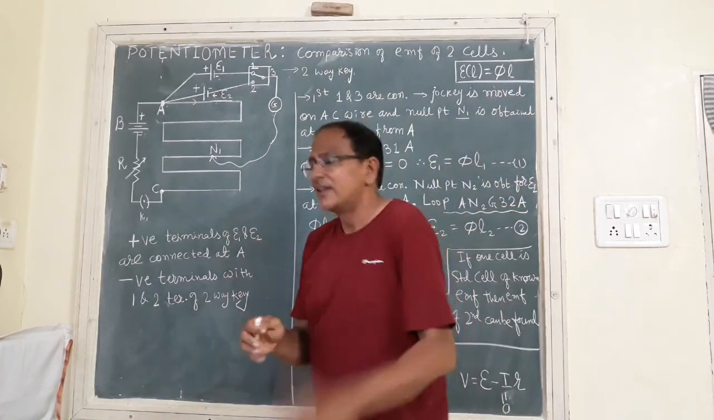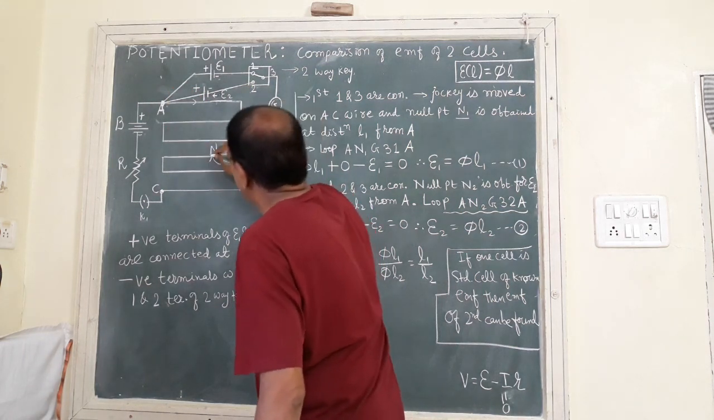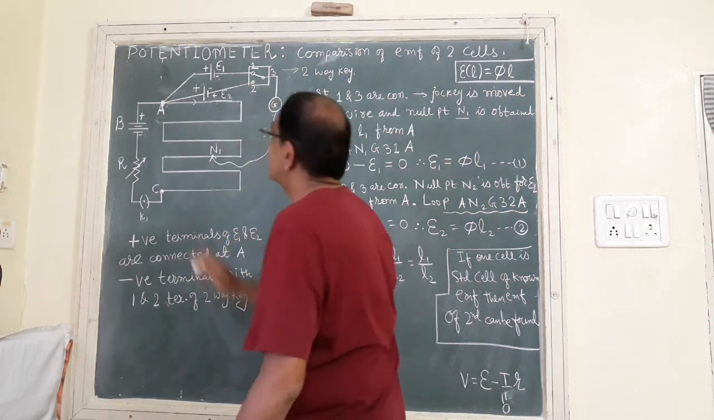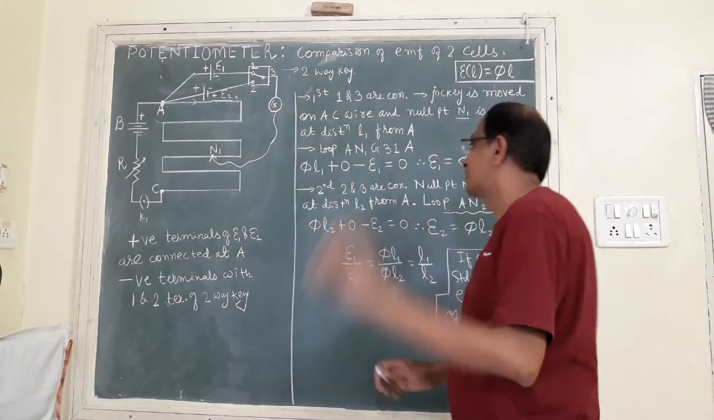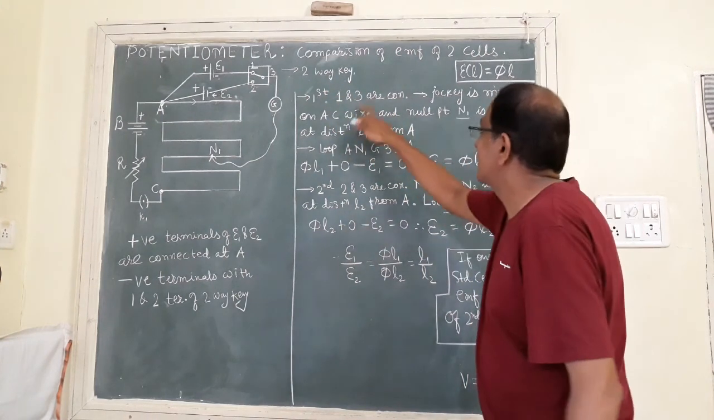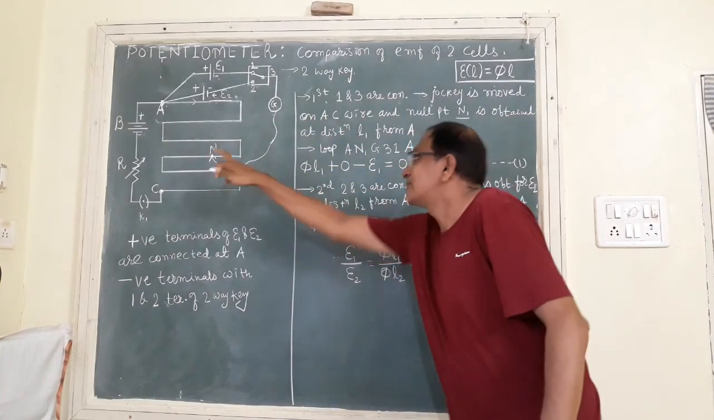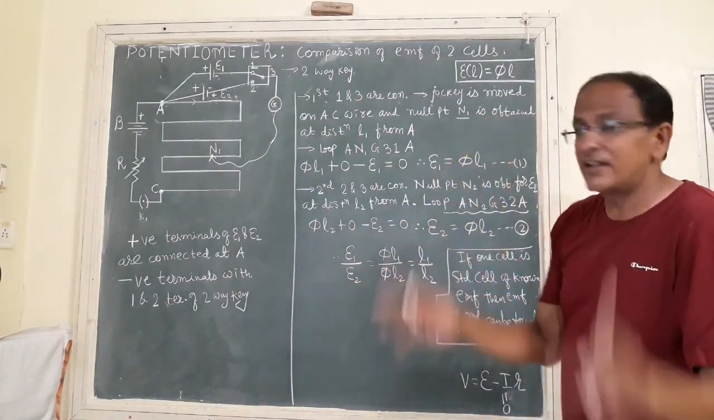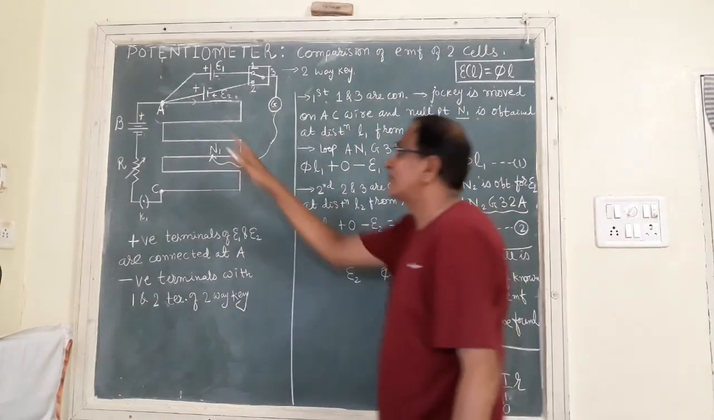And we say that the distance from A to this point is L1. So first, what is the condition? Terminals 1 and 3 are connected. The jockey is moved on this AC wire and the null point N1 is obtained at distance L1 from A.